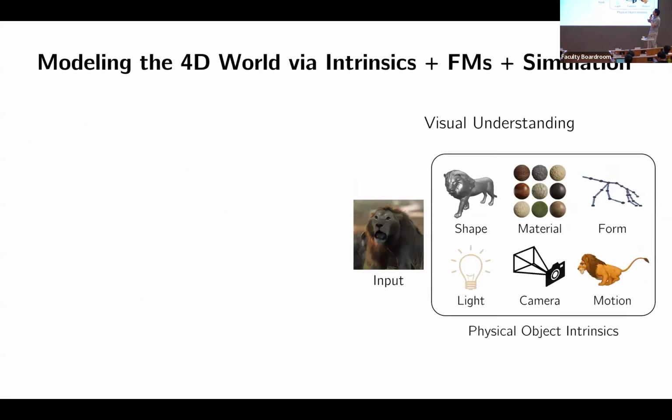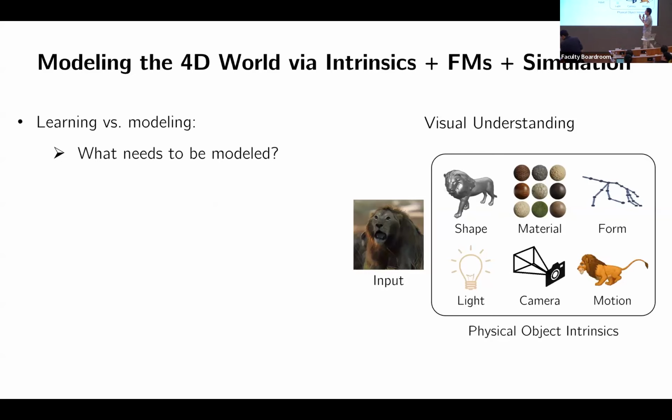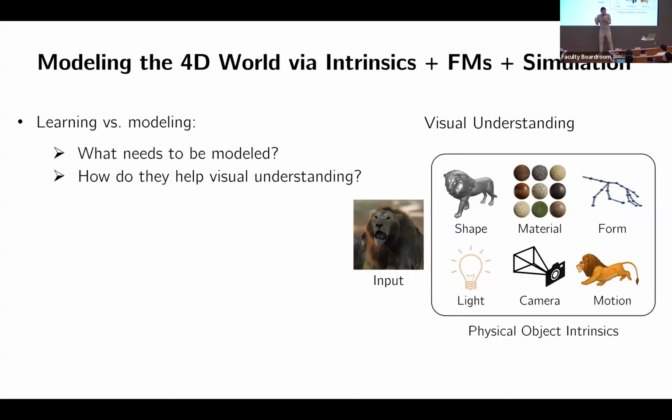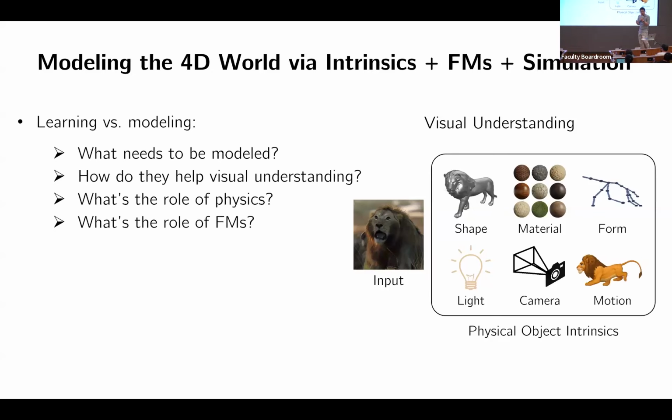Okay, so to summarize, what we want to do is model this visual 4D world on the representation level, on intrinsics, and as well as how they couple with the other things, including the representations that have to be learned by AI or foundation models, as well as physical simulations. All right, so there's this fundamental question that we also want to answer. That is, what are the things that we want to model in the learning systems, and how do they help our understanding as well as generation? And how do they interface with physical simulation and these pre-trained models?